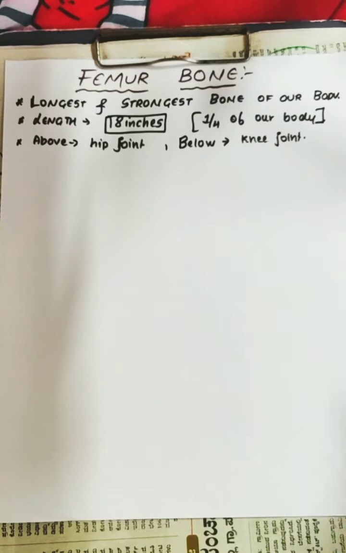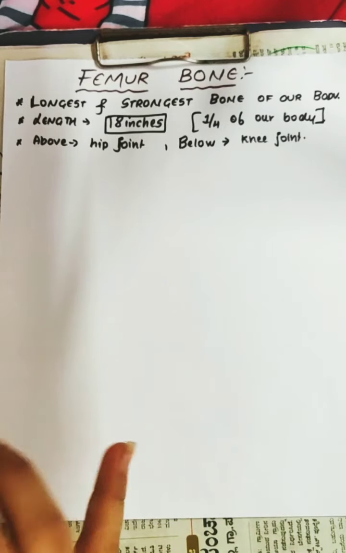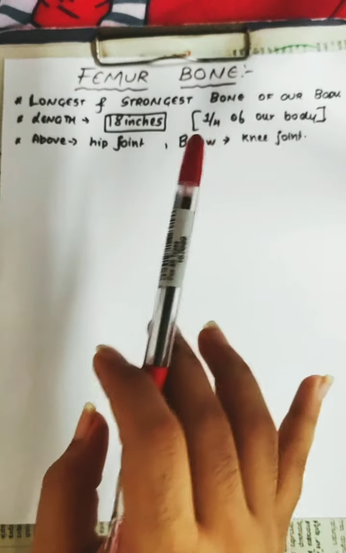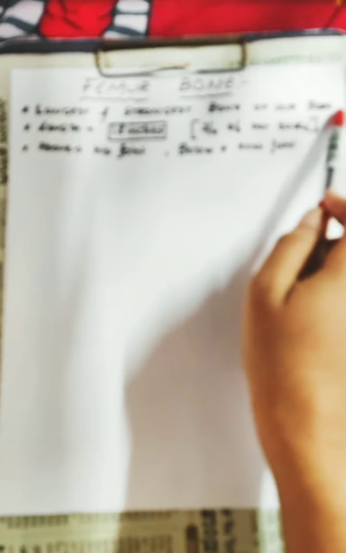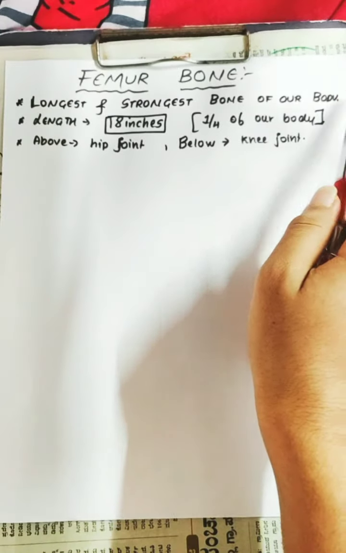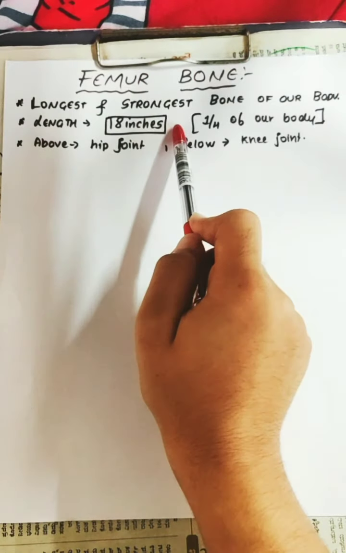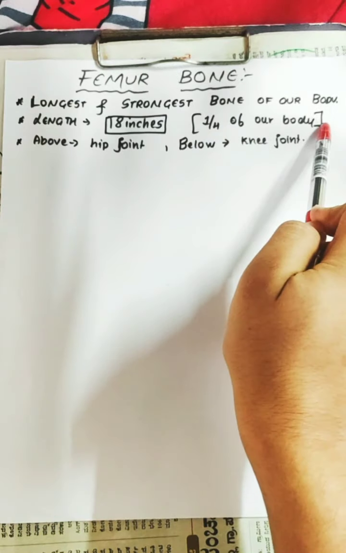Hey guys, we'll be studying the femur bone, one of the important bones. Before stepping up to other topics like the medial aspects of the thigh or the gluteal region, you should have a bit of knowledge about the femur bone. It is the longest and strongest bone of our body. The length is about 18 inches, usually 1/4 of our body height.